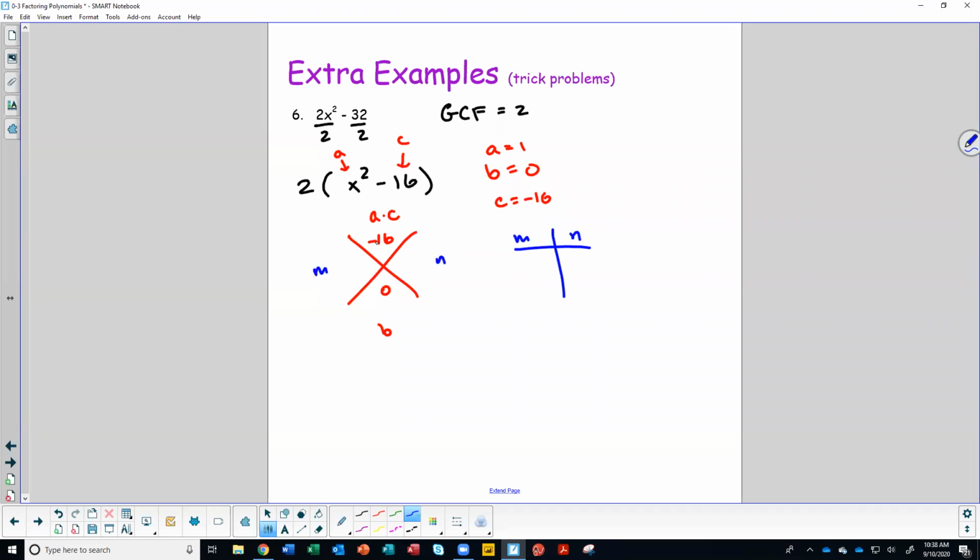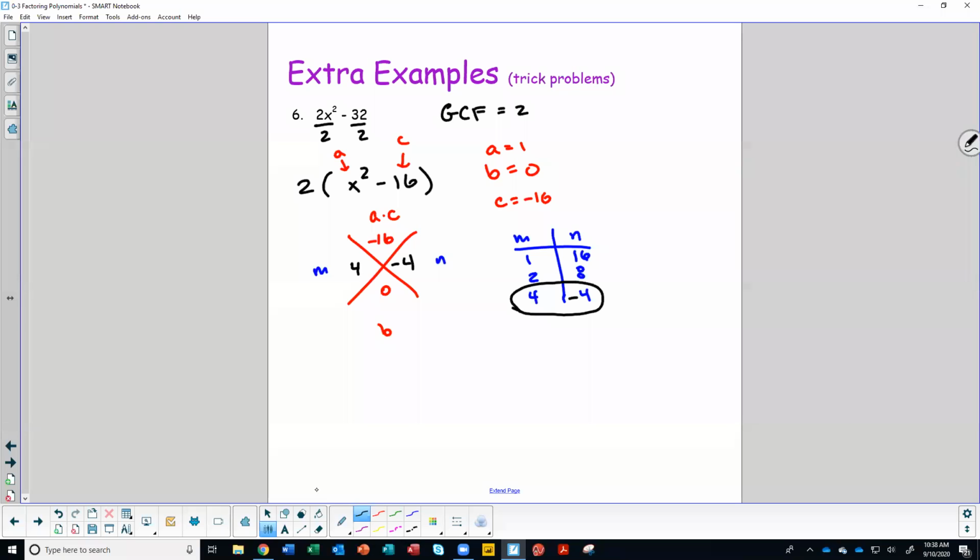So when I write out my chart here, I start with 1 and 16, 2 and 8. 3 does not go in, but 4 does, 4 times 4. And I can stop there because now the numbers are equal. Which one of these could somehow combine to be 0? Answer, 4 and 4. I could have 4 minus 4. That gives me 0. And so those are my 2 numbers. 4 minus 4 is 0, and they multiply to be negative 16.